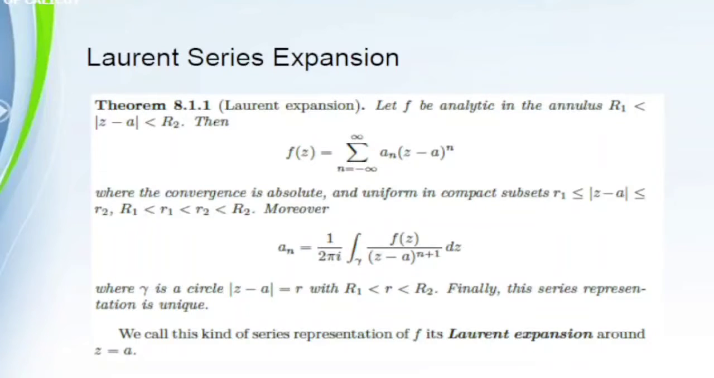And moreover, a_n is of the form a_n equals 1 by 2 pi i times the integral over gamma of f of z by z minus a to the power n plus 1 dz, where gamma is a circle mod z minus a equal to r, with center a and radius r. This kind of series expansion is called a Laurent series expansion around z equal to a.